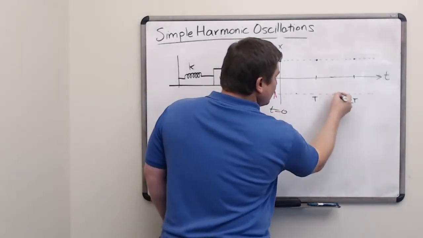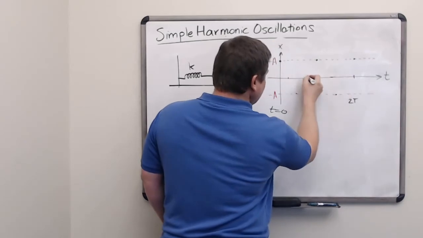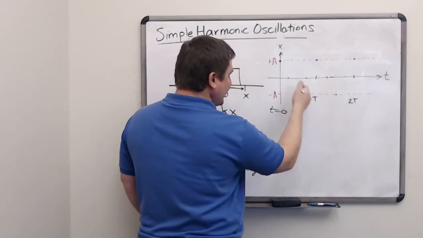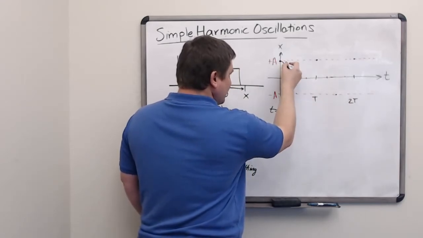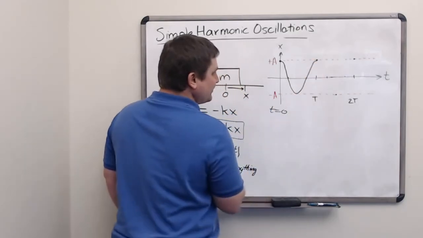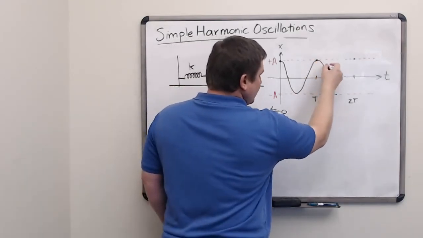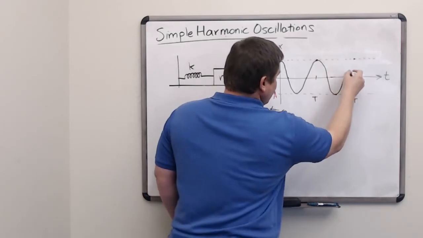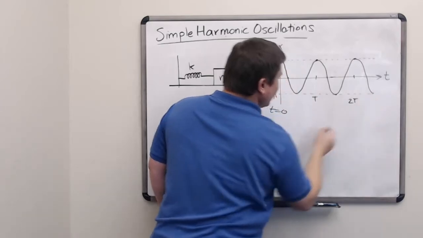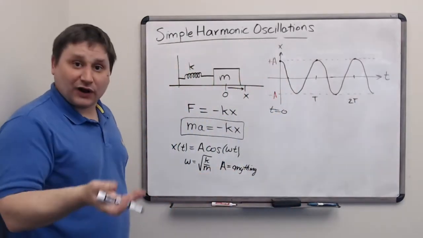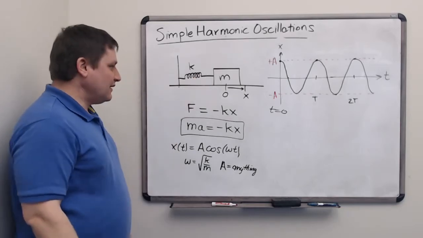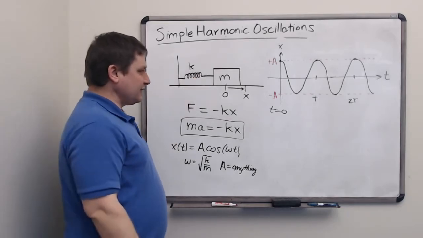So something like this. I'm dividing this up into quarters so I can draw it correctly. So there's one oscillation back and forth. Here's the second one. And they would continue on like that basically forever in this idealized system with no friction. It'll just oscillate forever until some other force comes along and changes it.